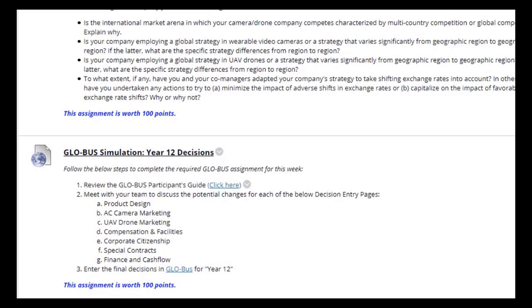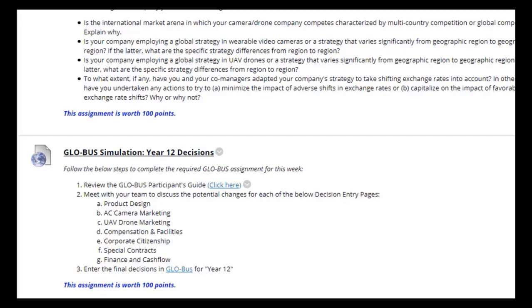Lastly, we have the Globus simulation year 12 decisions. Then again, most teams are doing a great job here. And just keep in mind, you still want to analyze the data. Even though you may be on top right now, you could be knocked off. So don't just try to ride this out all the way to year 15. So continue putting in the same effort that you have in the past.